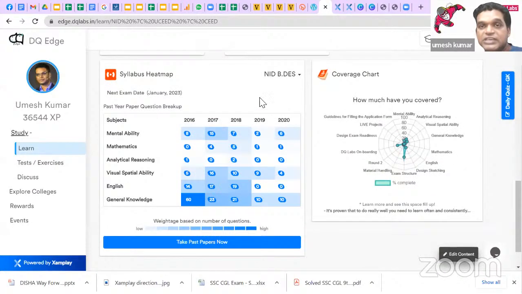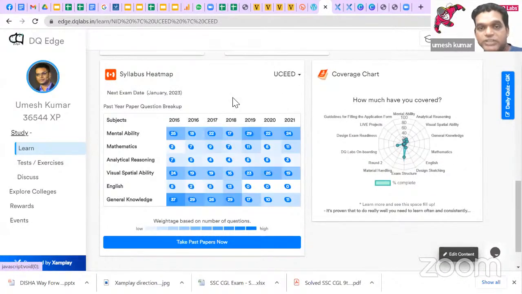The importance of GK for UCEED is falling every year. Now the number of questions is 11. In 2022 also we will see how many questions have come; we'll update it soon. If you see the mental ability, it is very high. Visual spatial ability is high. Mathematics and general knowledge are almost equally important. Analytical reasoning is not that important.